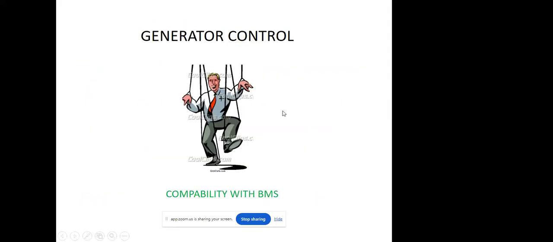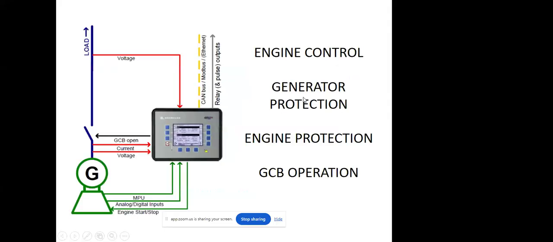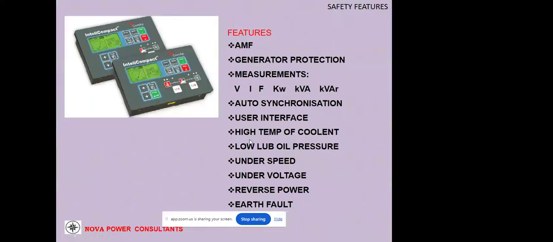Now the next is generator control. This generator control comprises these features. There is engine control inbuilt, then generator protection relays are there, then engine protections are there, and GCB operation they are there. So these are all the parameters we read into this. This is all electronic equipment and measurements are done.